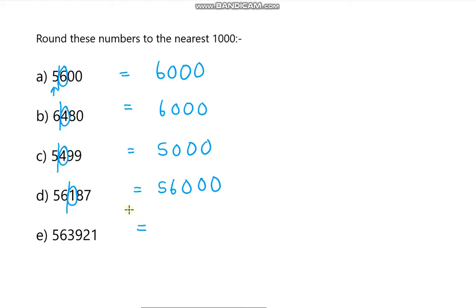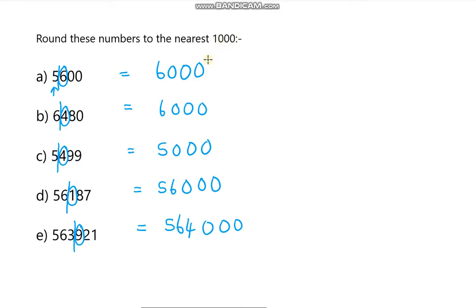56,000. And our last one, but by no means least, 1,000. So this is 3,000. This is our thousands column. So let's put a line here and look at this one. Greater than 5. So this 3 now becomes a 4. So it becomes 5, 6, 4. And then everything else becomes a 0. So it's 564,000.